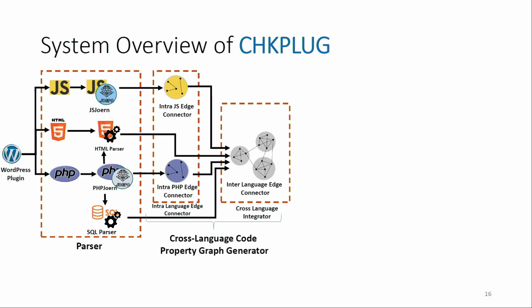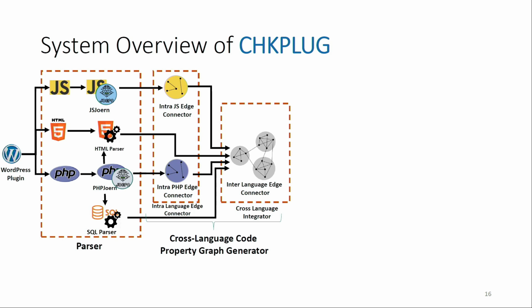So at the very beginning, we have our parser in place, which parses and detects the source code from 4 different languages. It generates the corresponding AST tree. And from there, we have our cross-language code property graph generator in place. It works in 2 steps.